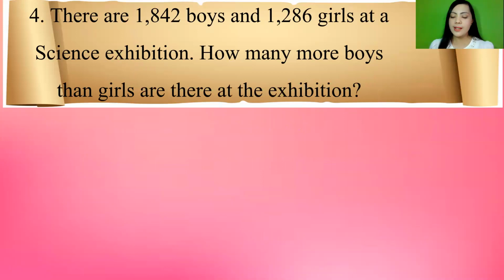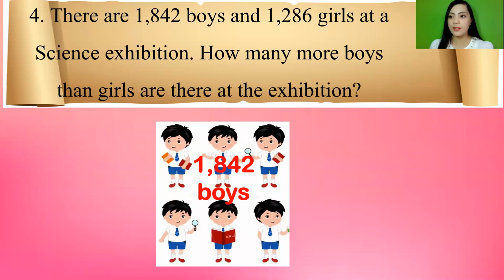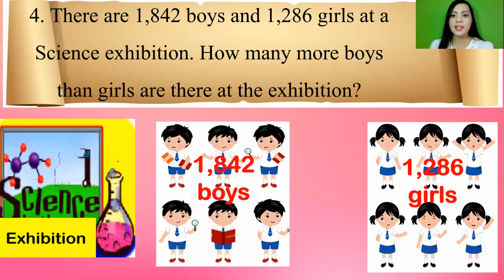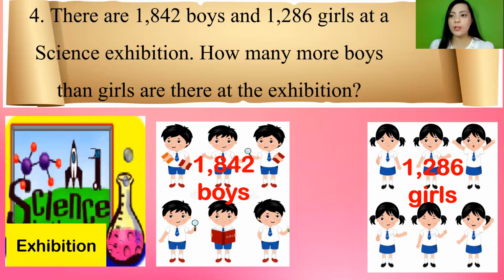There are 1,842 boys and 1,286 girls. Look at the numbers. As you could see, there are more boys than girls. Again, there are 1,842 boys and 1,286 girls at the science exhibition, right? How many more boys than girls are there at the exhibition? Okay, as we're going to see the picture there, as you can see, there are more boys than girls.